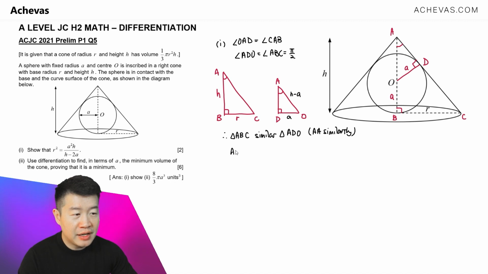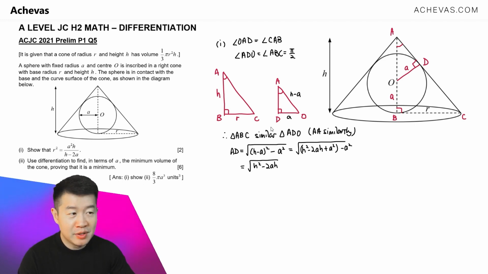So in order for us to find AD, which is definitely not a problem because we can always make use of the Pythagoras theorem. So AD is going to be square root of H minus A squared minus A squared. Expanding this, we have a square root of H squared minus 2AH plus A squared. This is the expanded form of this, minus A squared. So AD is equal to square root of H squared minus 2AH.